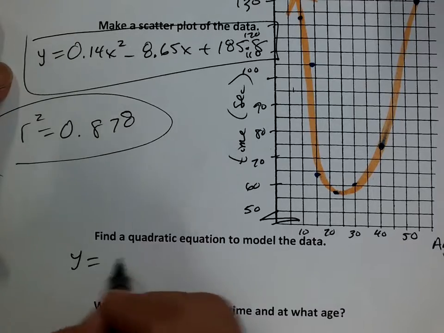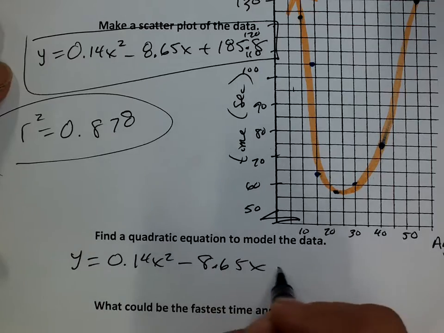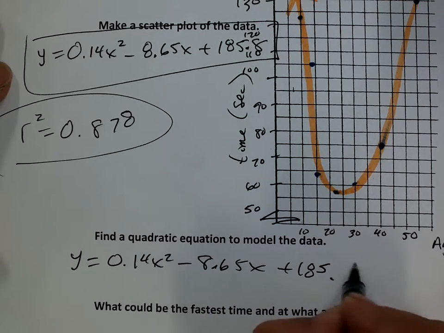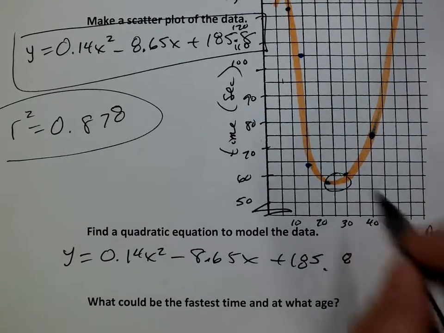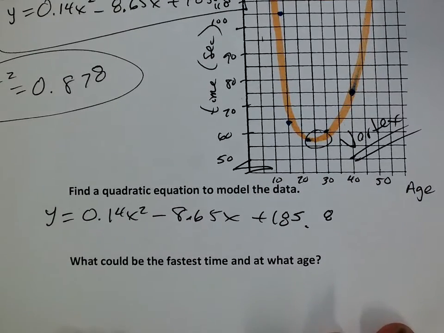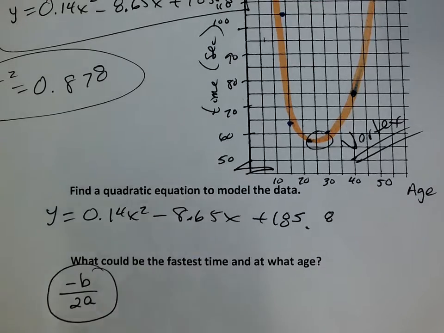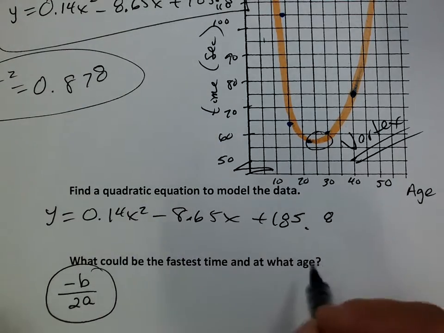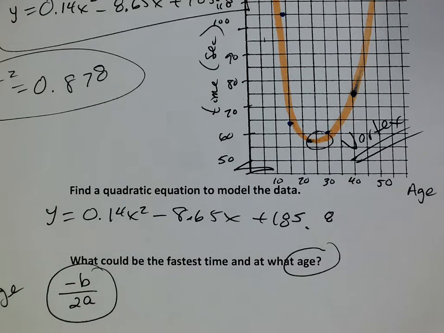So I've got the equation. Here it is. Y equals 0.14x squared minus an 8.65x plus 185.8. Now, what's the fastest time? Well, the fastest time's got to be down here at the vertex, okay? Now here's the part you got to pay attention to. So the vertex, we have to use negative b over 2a. That'll give me the age for the fastest age. Probably around 18, 19, maybe 20, 21 would be the fastest age.